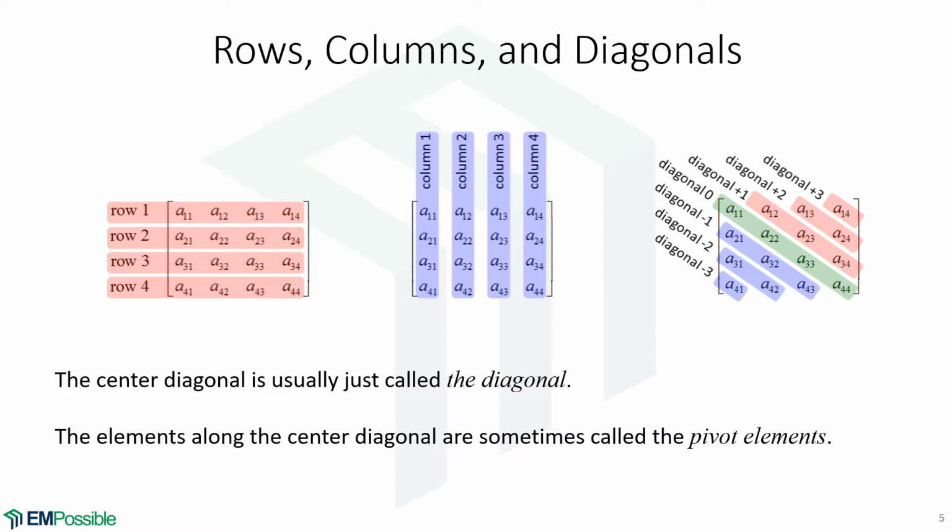Sometimes we just use the word the diagonal, and that always means the center diagonal. So if you ever hear the diagonal, they're talking about the center diagonal. Sometimes the elements along the center diagonal are called the pivot elements, and that comes in algorithms that involve pivoting, and that's something we'll talk about later.